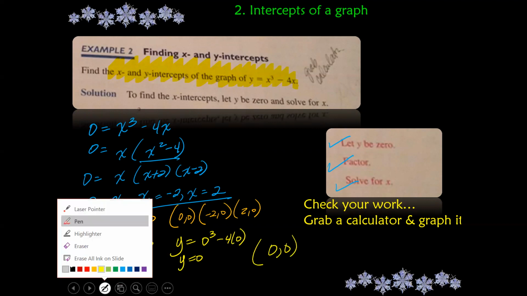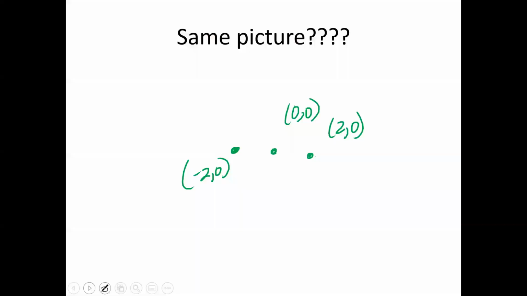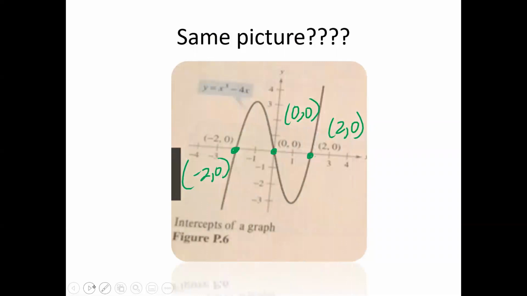And there you guys have it. Here are your x-intercepts, and you have 3 of them. And here are your y-intercepts. It's just one of them. If you go ahead and graph that on your calculator, I generally like to use Desmos.com. It will look something like this, and if you look at it, you do have your x-intercepts right here at negative 2, 0, 0, 0, 2, 0, and you also have a y-intercept at 0, comma 0.